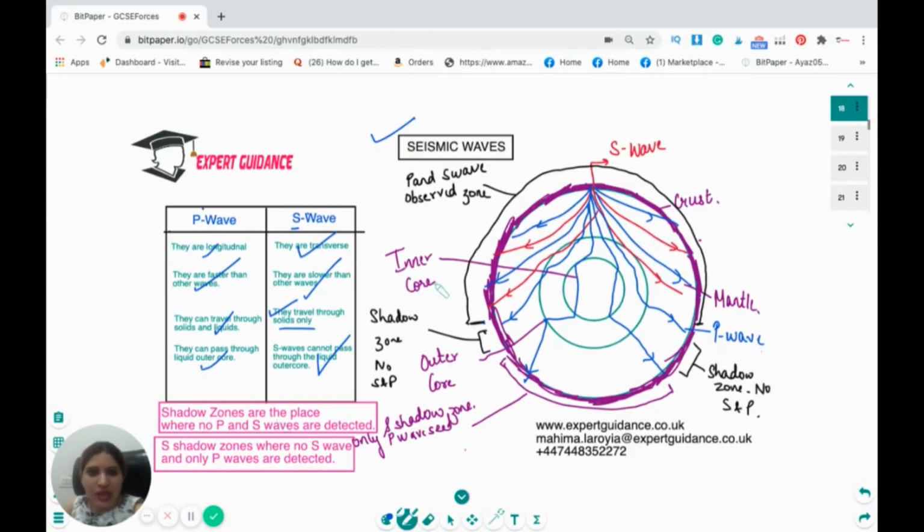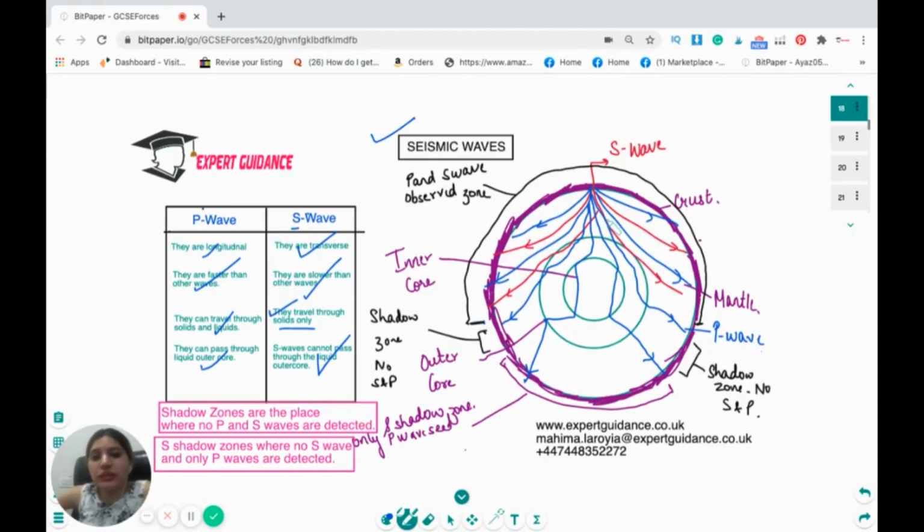So you can see we have drawn the crust, core, and the mantle. The S waves are just at the surface. They are not crossing into the solids and the liquid, whereas P waves are traveling inside. So you should know the difference between P wave and S wave, and you should be able to label this on the Earth diagram. Where are the P waves?